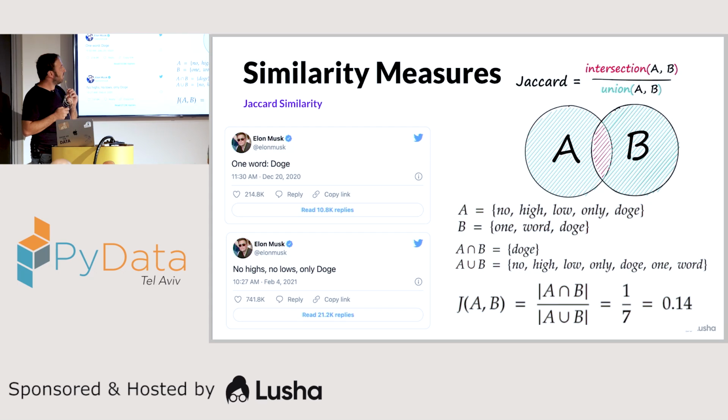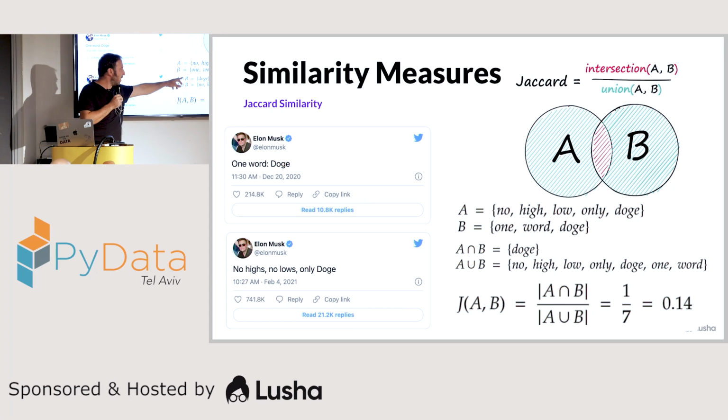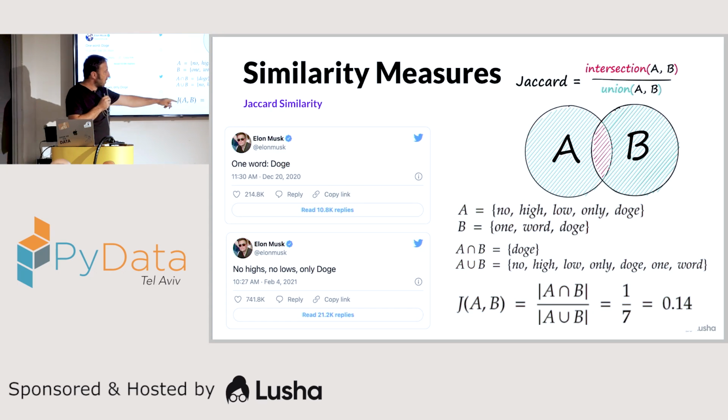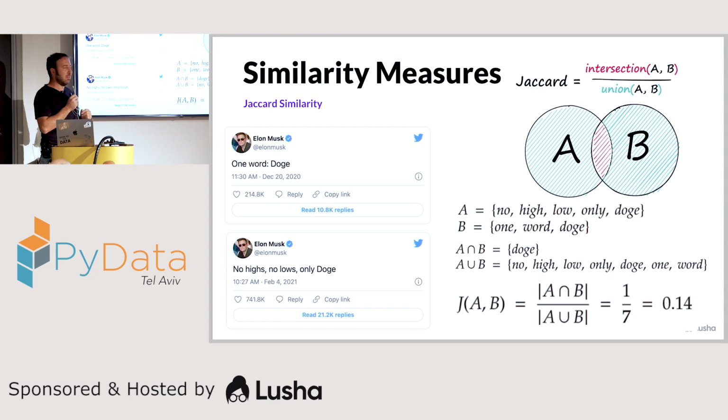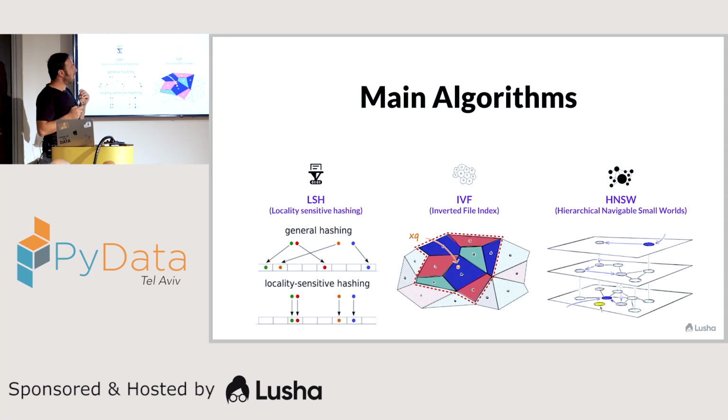For instance, if you look at those old Elon Musk tweets, one says one word, dog, and another says, no highs, no lows, only dog. If you compute the Jaccard distance, which is the set similarity, we've got only one common word, dog, and the Jaccard distance is quite low, because only one word among about 7 unique words. But let's think fundamentally, or semantically: those tweets are quite similar, right? They talk about dog. This is what's important. So this is the importance of the semantic representation of what we're looking for.